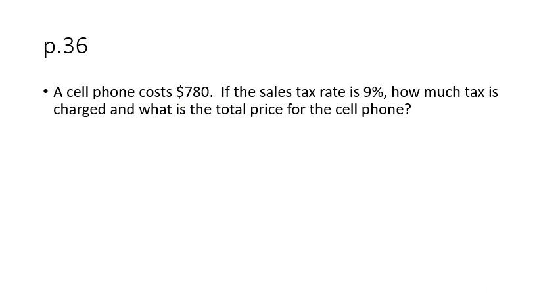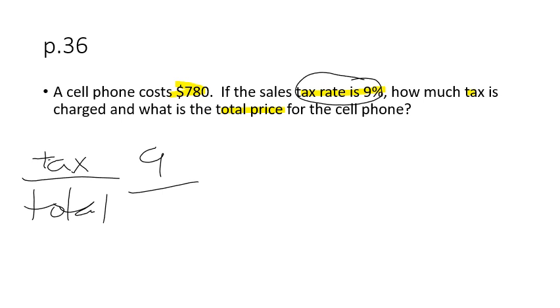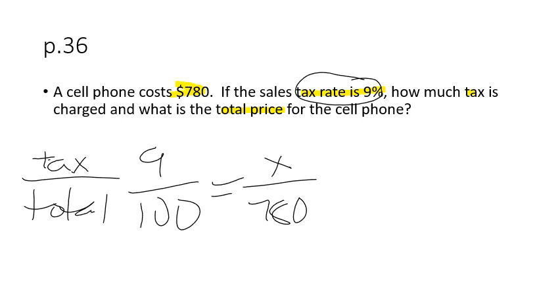Our last example for the day, page 36, a cell phone costs $780. The tax rate is 9%. How much tax is charged, and what is the total price? So there's two questions. So first, we're going to set up our ratio. Once again, we're comparing the tax to the total. It tells us the tax rate is 9%. So we know it's going to be 9 out of 100 to represent the tax rate. And the cell phone, the total is 780. And we don't know how much tax is being charged, so we're going to leave that as a variable x for now.